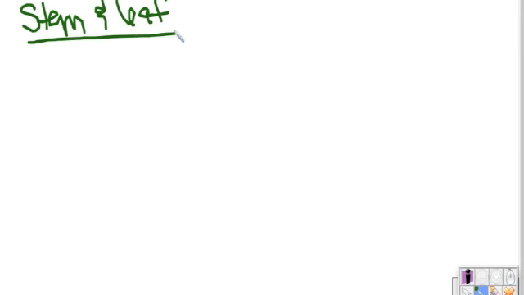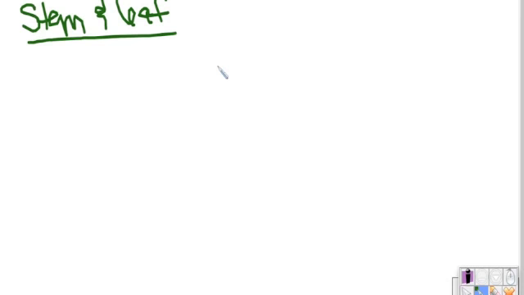It's hard to write on this thing sometimes. Okay, what you're going to do is take the digits of each number in a data set to group the individual numbers. Each leaf of the plot represents the right-hand digit in the data value. And each stem represents the left-hand digits.